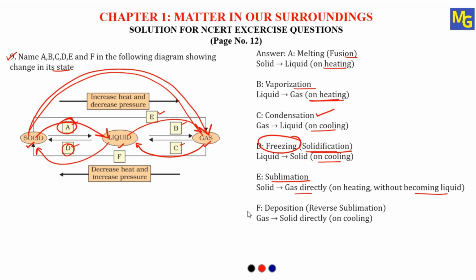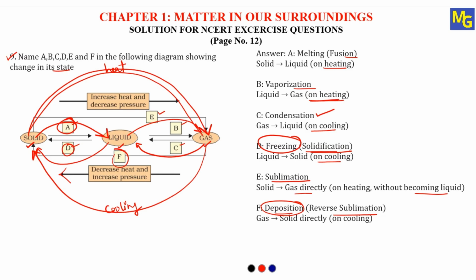Next is F, which is here. You see the arrow on this side. So conversion of gas to solid means reverse. If here we require heating, then reverse means here we require cooling. And that's why we can write gas directly converted into solid on cooling. And here the process is called deposition. Remember, the process is deposition. It is the reverse of sublimation. So this is the answer for question number 9.